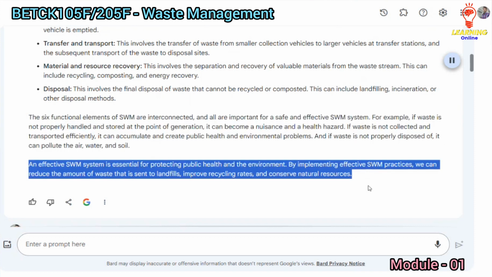An effective SWM system is essential for protecting public health and the environment. By implementing effective SWM practices, we can reduce the amount of waste that is sent to landfills, improve recycling rates, and conserve natural resources.